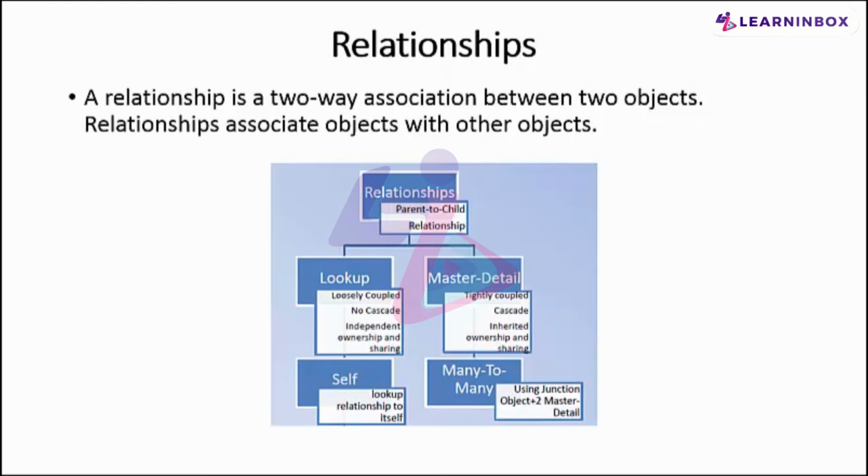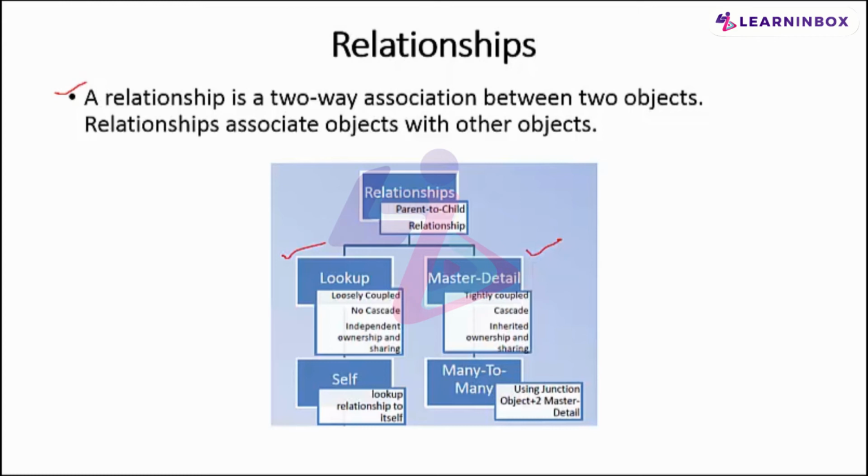So the formal definition says a relationship is a two-way association between two objects. Relationships associate objects with other objects. Here in Salesforce, we have four types of relationships available. The first type of relationship is lookup relationship, and the second one is the master detail relationship. First, understand what is the difference between these two major kinds of relationships.